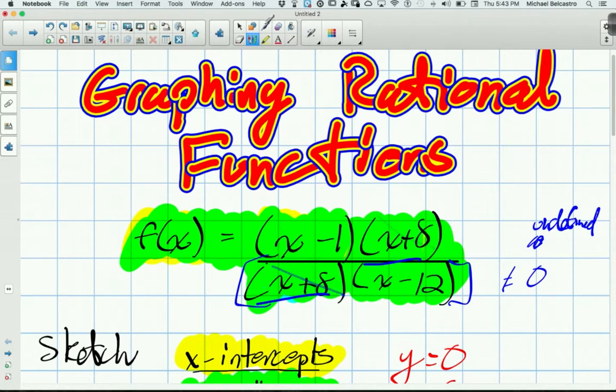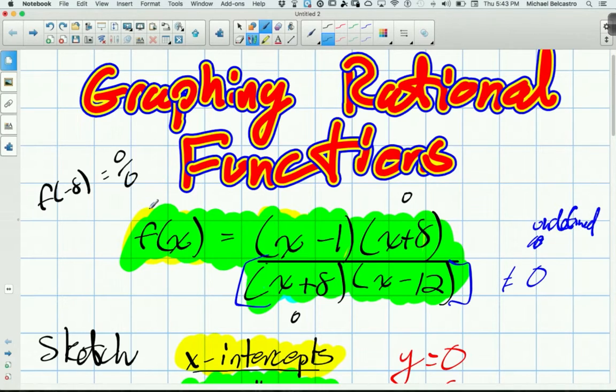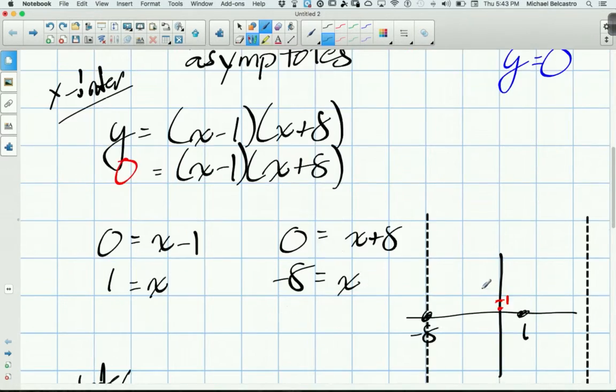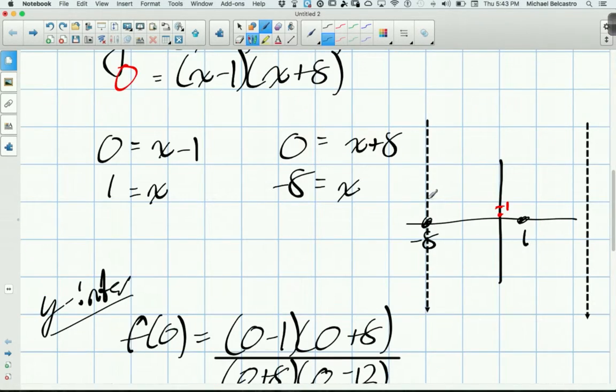So let's say f at negative 8. If I had plugged in negative 8 here, this bracket would be 0, and this bracket would be 0. 0 times anything becomes 0. So f at negative 8 is 0 over 0, which is also undefined. But because it's 0 divided by 0, it's a special relationship. It's creating a hole in the function.